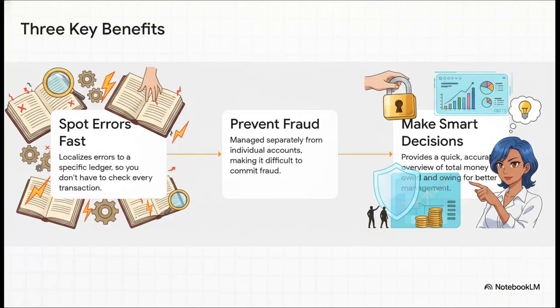Okay, first off, you can spot errors in a snap. If your books don't balance, you immediately know if the problem is in your sales ledger or your purchases ledger. No more hunting through thousands of entries for one typo. Second, it's a huge deterrent for fraud. Because the big summary accounts are kept separate from the individual detailed accounts, it's much harder for any shady business to go unnoticed. And third, and maybe most importantly, you make smarter decisions faster. You always have a quick, accurate snapshot of your money in and money out, which is absolutely critical for managing your cash flow.